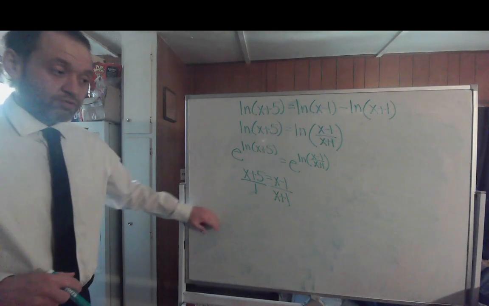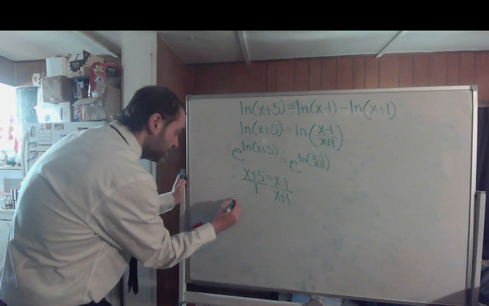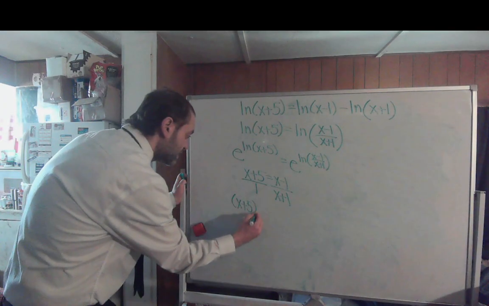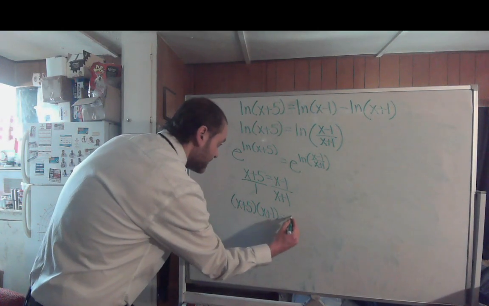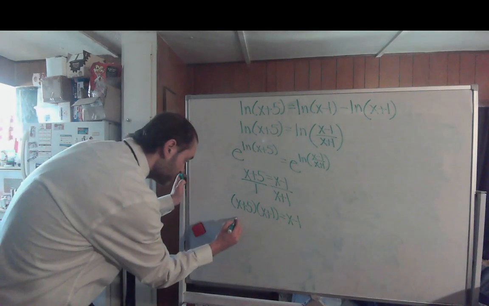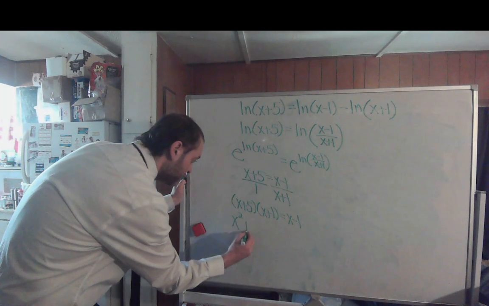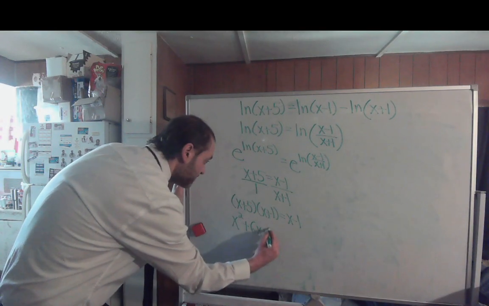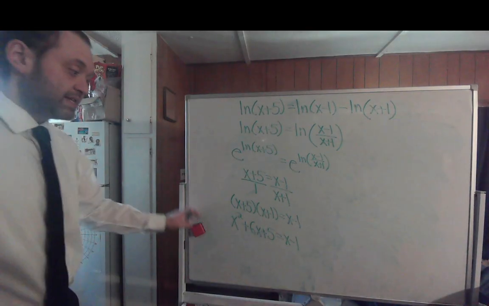So we have a proportion. So we can cross multiply. This would then give you x plus 5 times x plus 1 equals x minus 1. So this would turn into x squared plus x plus 5x, so that's plus 6x plus 5 equals x minus 1. Which now we can simplify this.